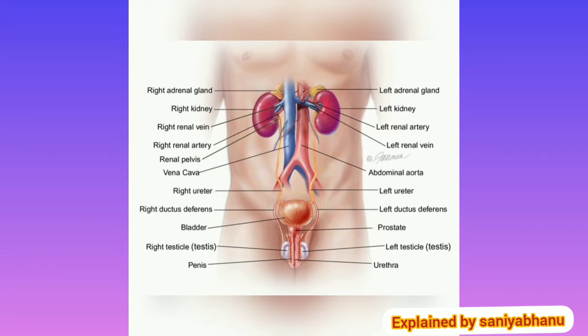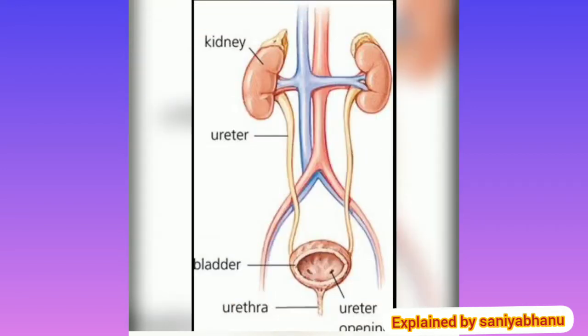The size of the kidney is 10 cm in length, 5 to 6 cm in breadth and 4 cm in thickness. The inner side of each kidney has a fissure or hilum for the entry of a renal artery, and the exit of a renal vein and a ureter. Renal artery brings oxygenated blood loaded with waste products and renal vein carries deoxygenated blood.